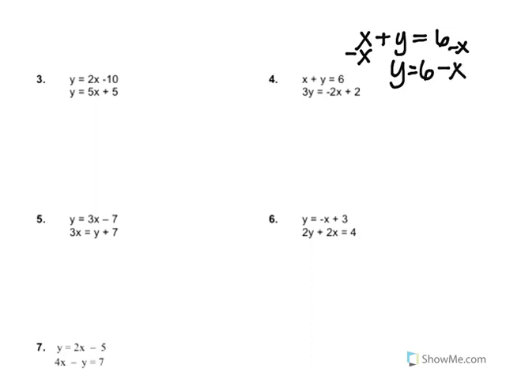6 minus x. It's fine with me. So y is equal to 6 minus x. Well, now that I know what y equals, I'm going to take that, 6 minus x, and I'm going to substitute it for the y in this equation.